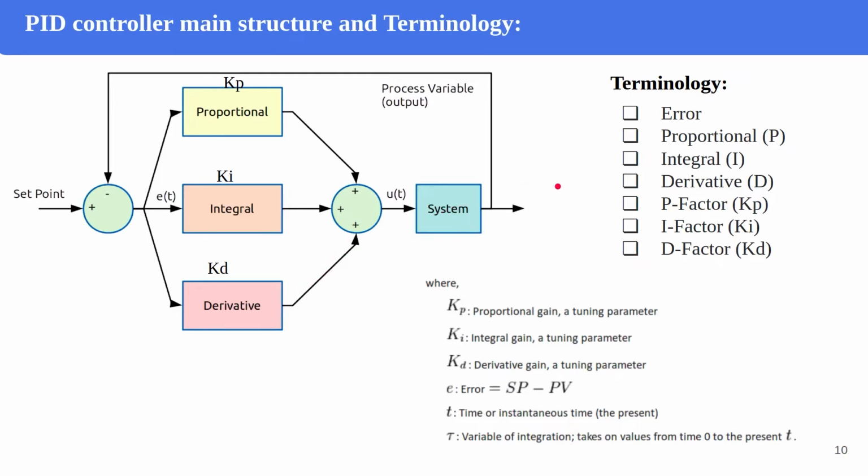Here is the terminology. I've already talked about error, proportional, integral, derivative. Here we have the P factor or Kp, which is a constant value to increase or decrease the impact of proportional. And Ki and Kd are also constant values to increase or decrease the impact of integral and the impact of derivative.